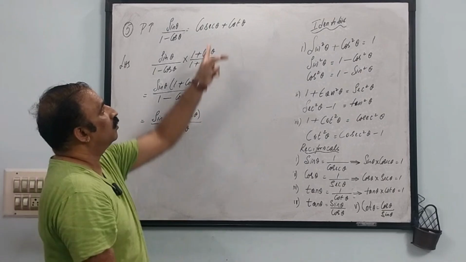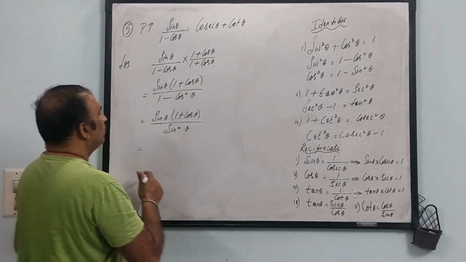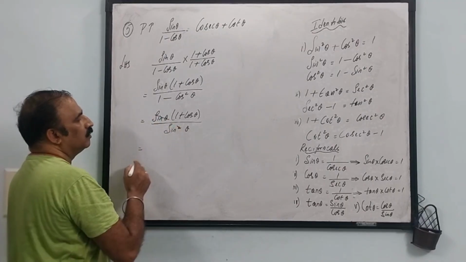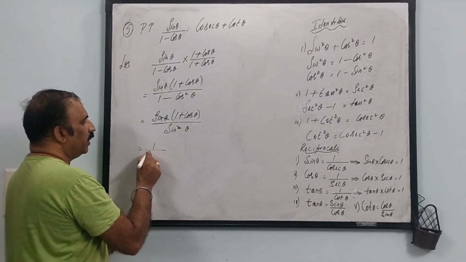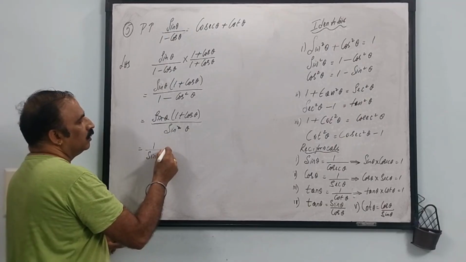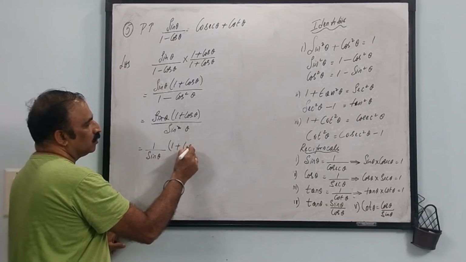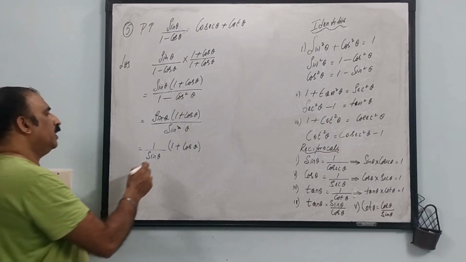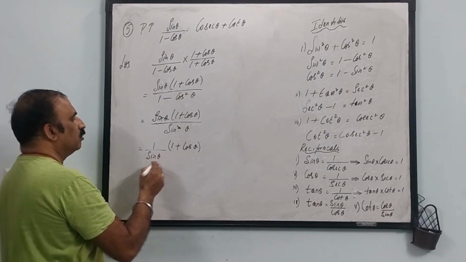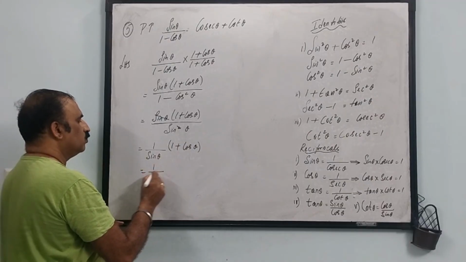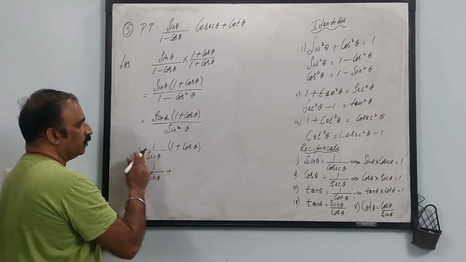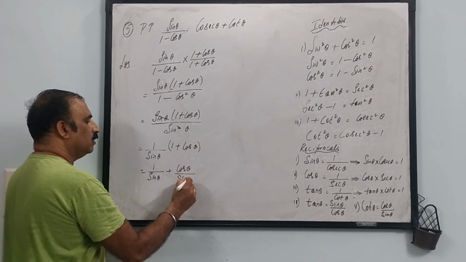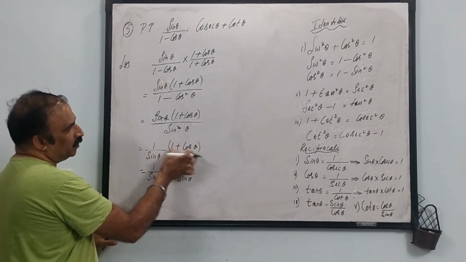Remember, you have to get cosec theta plus cot theta. Now further, I have got sin theta twice, so one of them will get cancelled. That means I am left with 1 by sin theta into 1 plus cos theta. Now further, 1 by sin theta is multiplied to both of them. So it is 1 by sin theta plus, when you multiply to this, cos theta divided by sin theta.